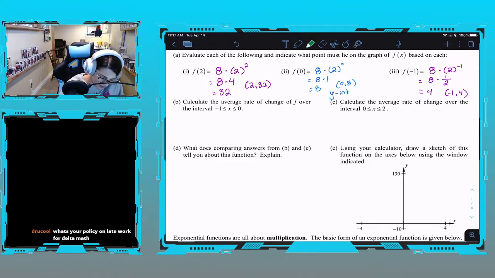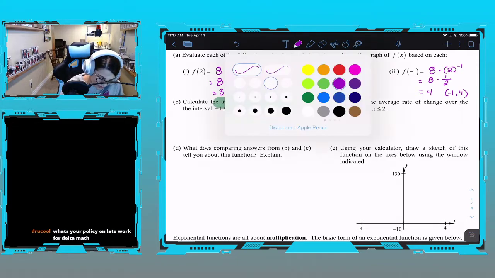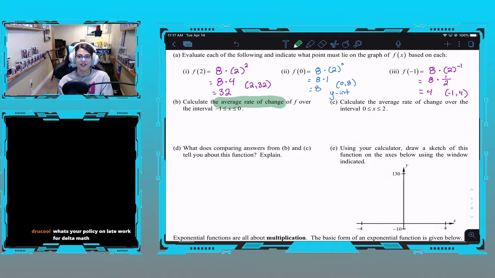Okay, average rate of change. Been a little bit since we've done average rate of change.